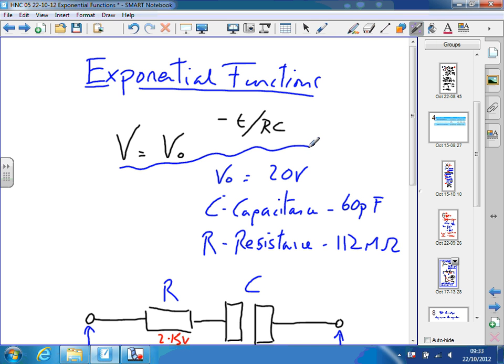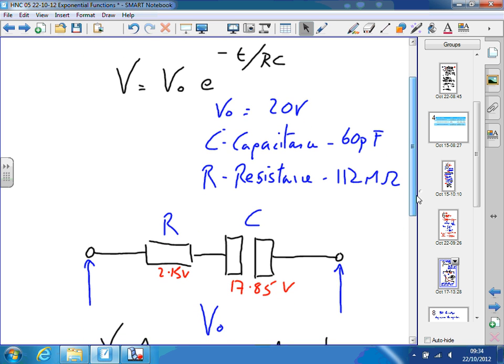For a capacitor, the voltage across a capacitor, or a circuit involving a capacitance, V equals V naught times e to the power minus t over RC. That's this exponential function. Where V naught is 20 volts, C is the capacitance, which is 60 picofarads, and R is the resistance, which is 112 megaohms. So here's our example, and there's the circuit.